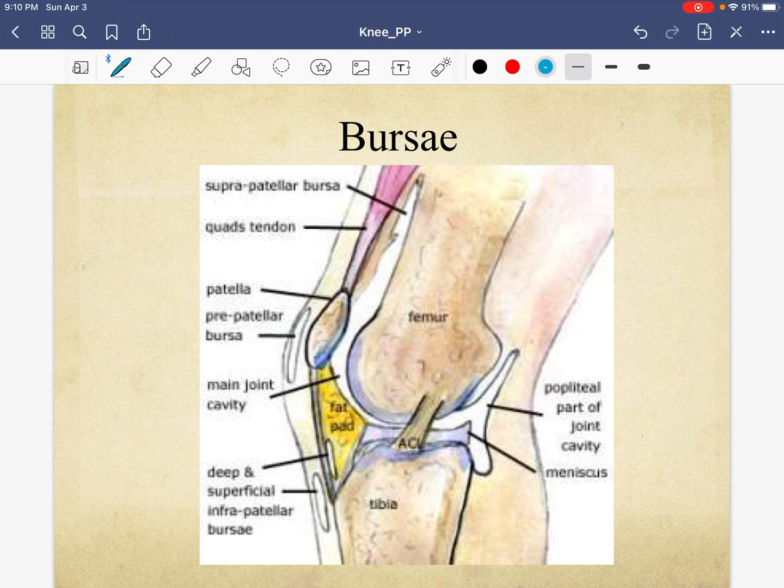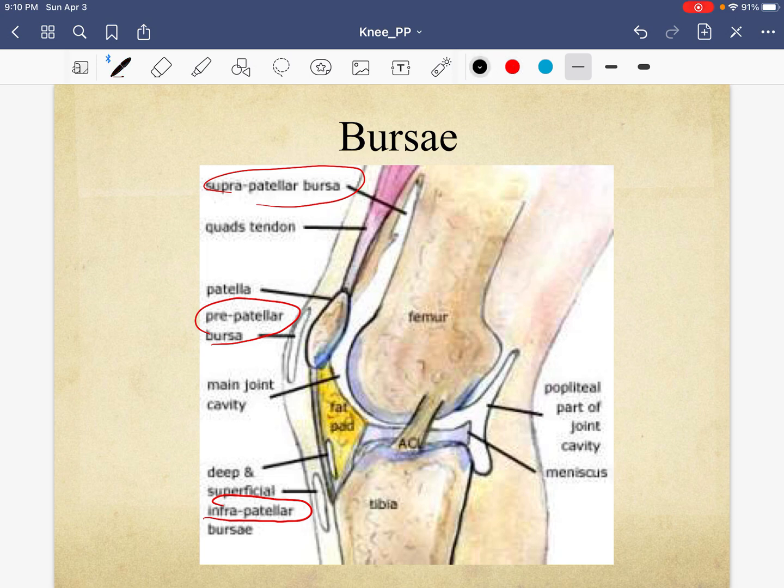All right. Lastly, we have some bursae. Bursa is singular. We've had bursa in most of the joints we've covered. Remember, bursa is a fluid-filled sac to reduce friction. You don't need to know the specific ones. I've got a picture here. There's a suprapatellar, which is above the patella. There's a prepatellar, which is superficial, right on top of it. There's a deep infrapatellar underneath. There's all types, right?